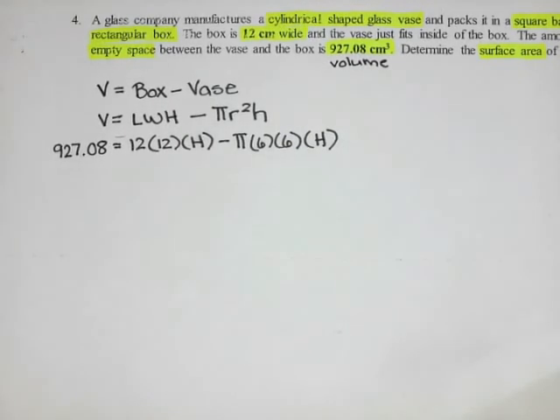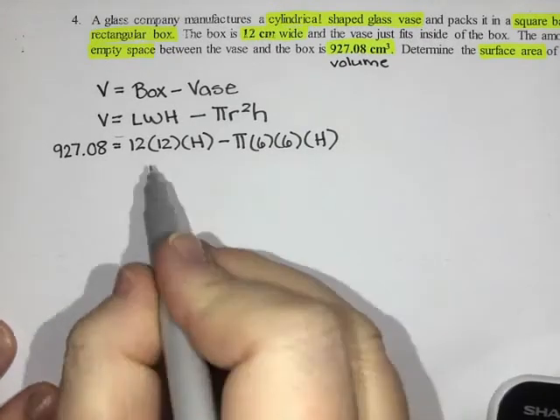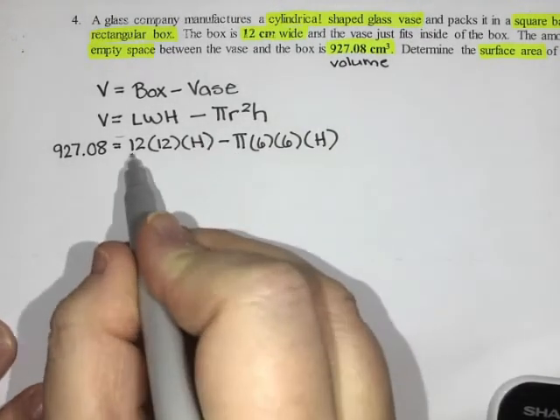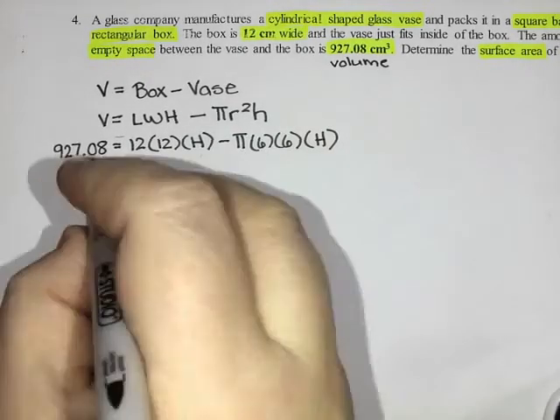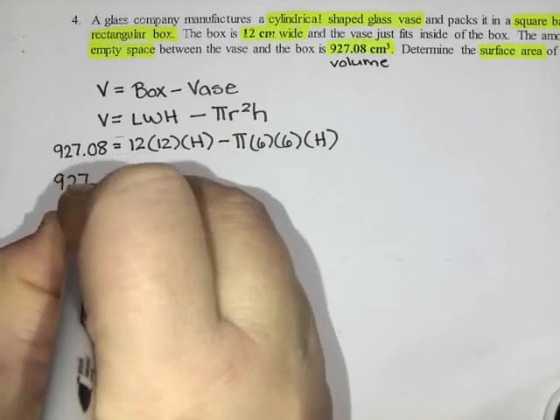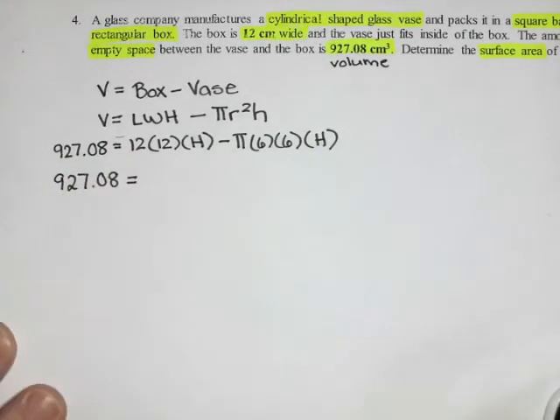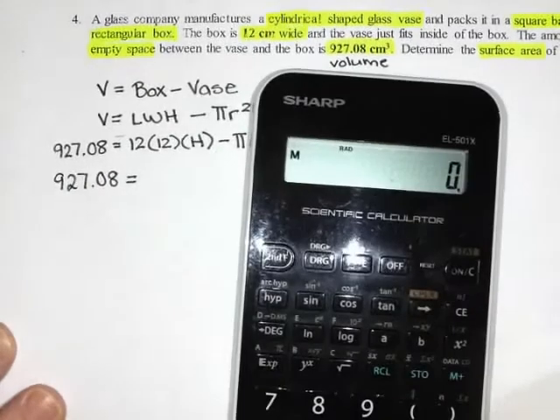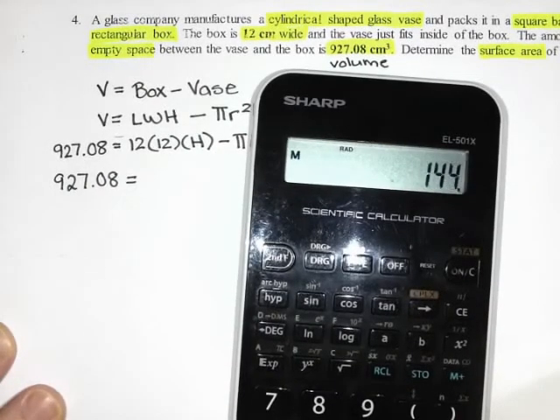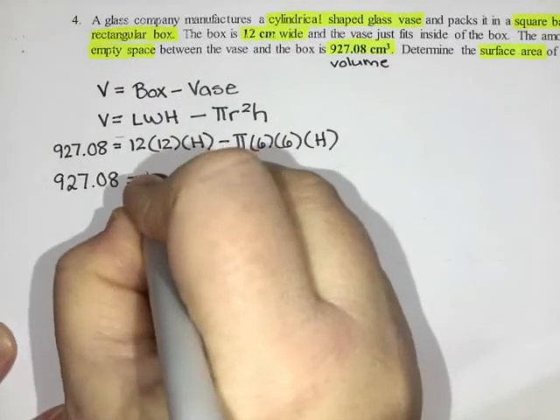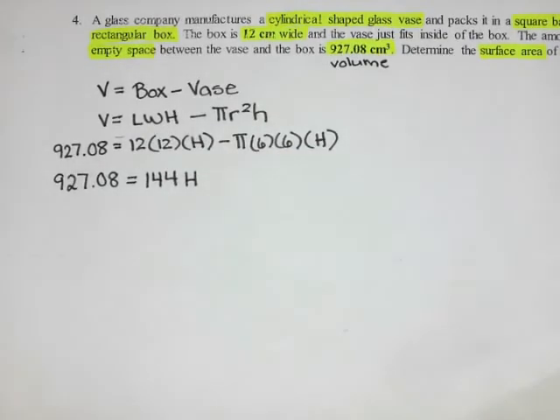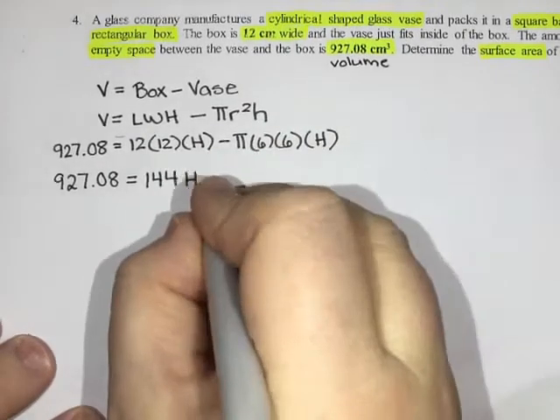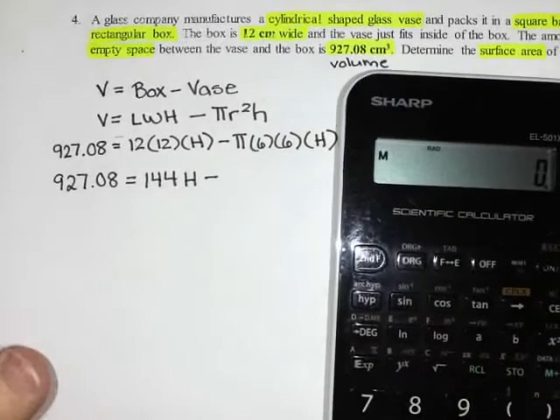So what I now have is an equation. It's a very complicated looking equation, but I feel like maybe we can do this. So I'm going to start by just simplifying some of this. I'm going to multiply 12 times 12 and then maybe pi times 6 times 6. So 12 times 12, I know that's 124. Sorry, 144. Here we go. So it's 144 times h. So I'm just going to write it as 144h. And then here, pi times 6 times 6.